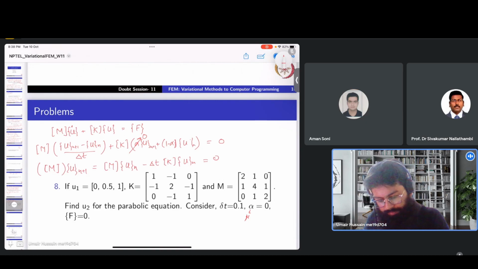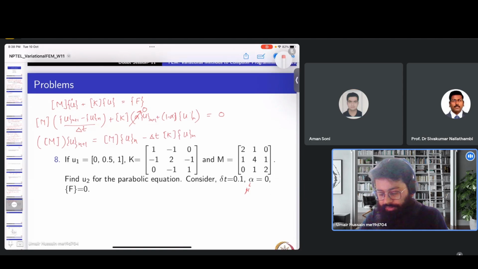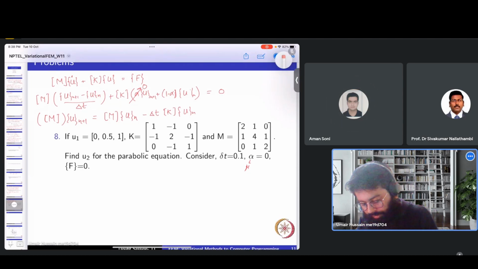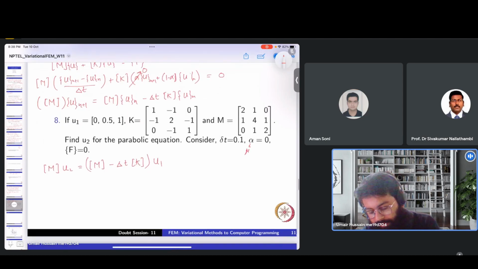Okay, so there's no zero here. So this would be our equation to find u2. So I'll just put n equals 0, so n equals 1. We'll have m times u2 equals m minus delta t k times u1. So we first evaluate this right hand side.